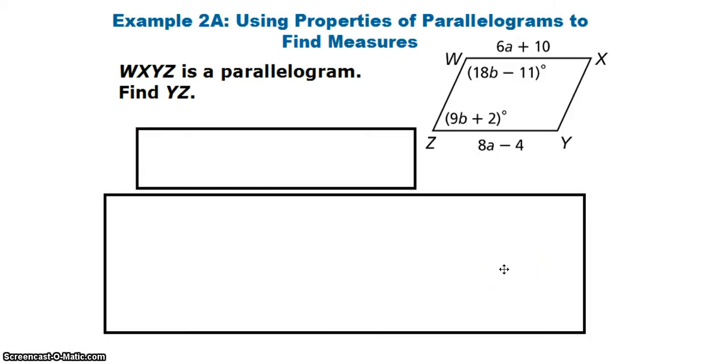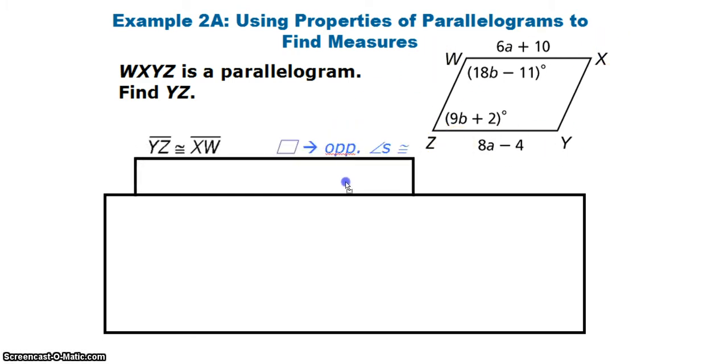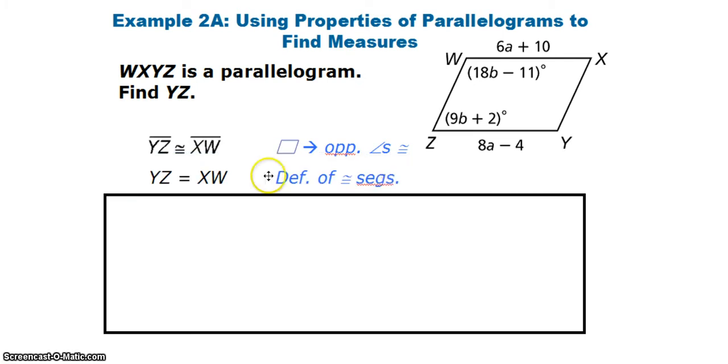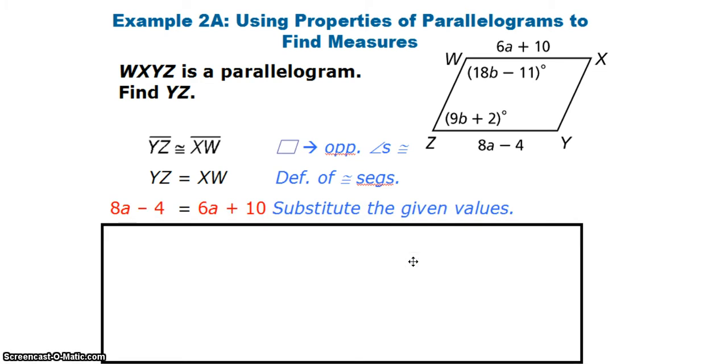Okay, this is more fun. We're asked to find YZ, and YZ is a binomial, 8a minus 4. And so this is more interesting. We know that YZ is congruent to XW because this is a parallelogram, right? This should say opposite sides are congruent, right? And so we know that YZ equals XW, definition of congruent segments. So we simply set 8a minus 4 equal to 6a plus 10 and solve.